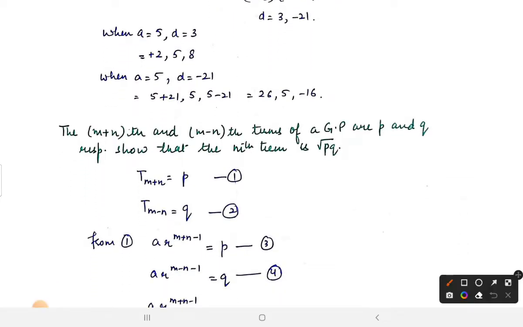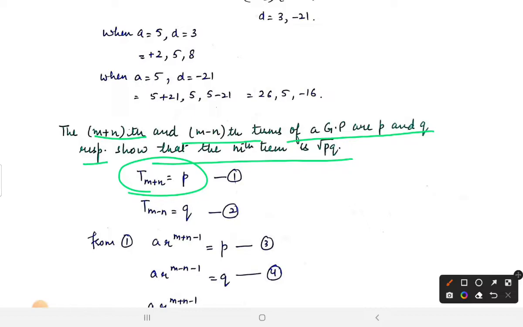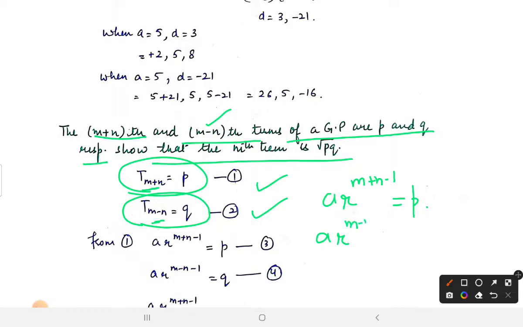Again, next question. The (m plus n)th and (m minus n)th terms of a GP are P and Q respectively. Show that the mth term is the square root of PQ. So we have T(m plus n) which is P, and T(m minus n) which is Q. Write the (m plus n)th term: it is A R to the power m plus n minus 1, which is equal to P. Again, the (m minus n)th term is A R to the power m minus n minus 1, which is equal to Q.